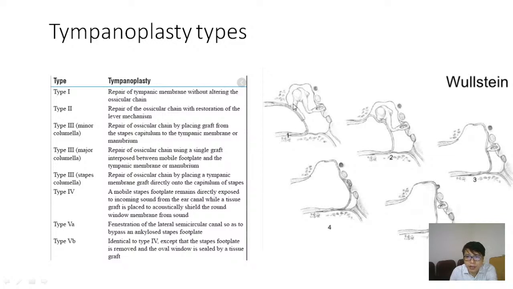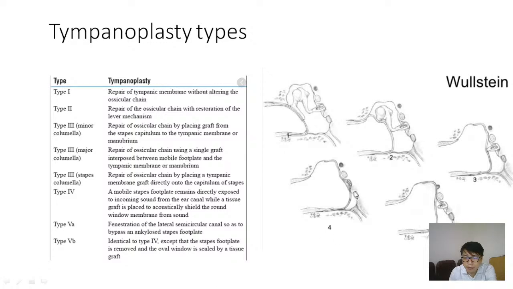If we place the graft over the handle of the malleus, this is type 1. If the handle of the malleus is necrosed and we place the graft over the incus, that is type 2. Type 3 is where we place the graft over the stapes, either using a columella or not. In type 4, the stapes superstructure is absent. When sound comes from the external auditory canal, it can strike the oval window as well as the round window. If the same sound wave strikes both at the same time, the patient is not going to hear properly.